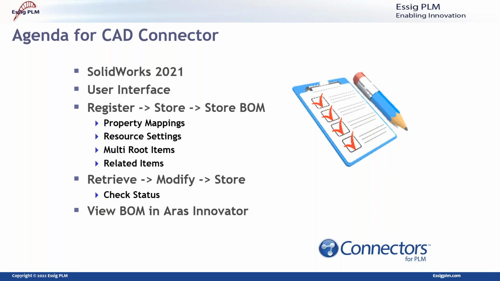So with those operations, we'll see some of the property mappings take place, the resource settings that are defined in my project, and the enhancement made for the multi-root items when dealing with assembly configurations. And I'll go over some of the related items that are shown. And then after those are completed, I'll do a retrieve, a modify, and I'll store the assembly back into Aras, and I'll go over the check status feature and go back into the bill of material within Aras.